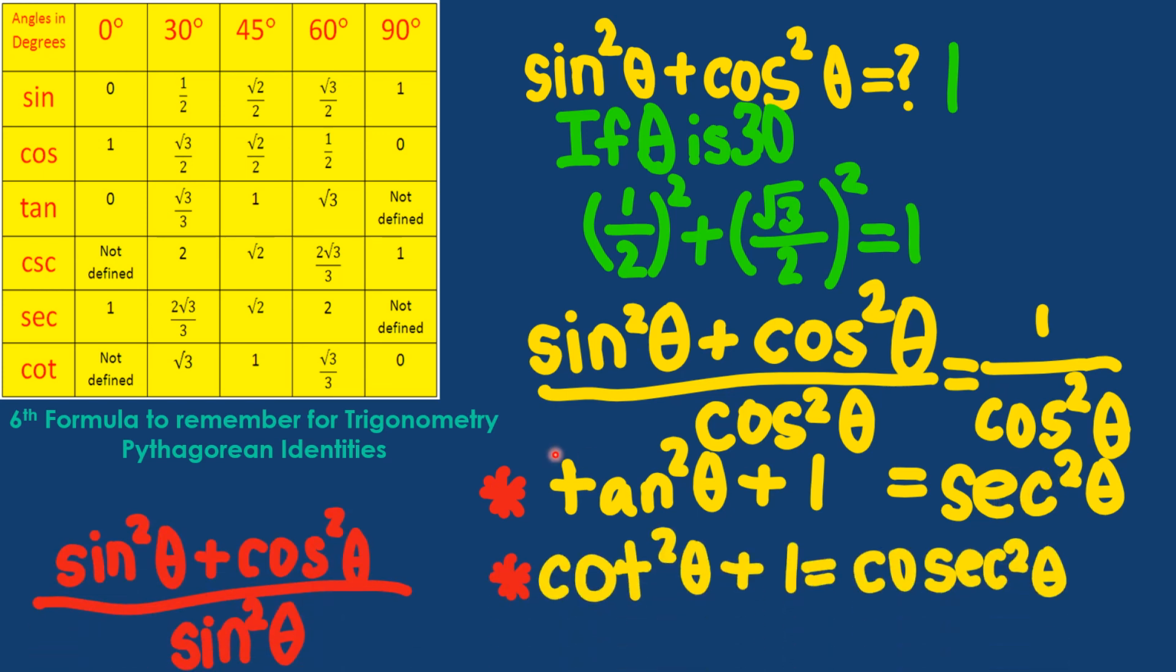And I can create another one. Instead of dividing by cosine square theta, I divide by sine square theta. So this will become sine square divided by sine square, which is 1, and cosine square theta divided by sine square theta, which is cotangent square. And this is equal to cosecant square theta. Alright.